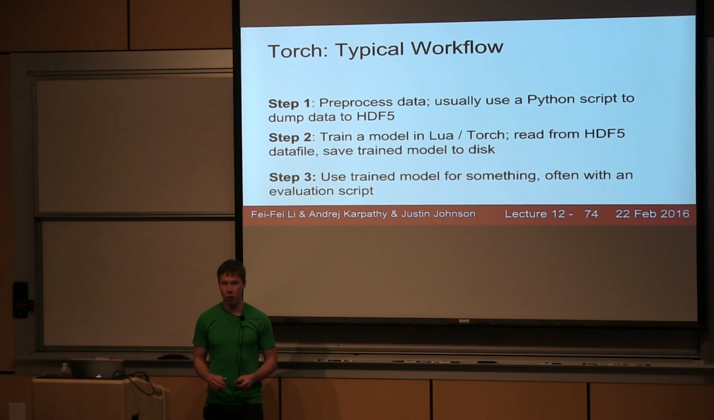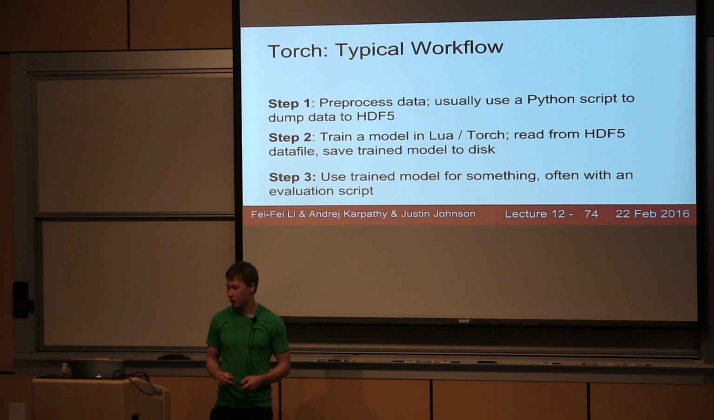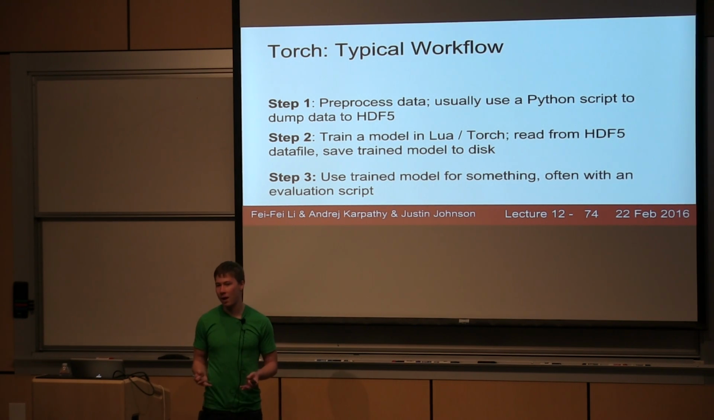So a very typical workflow in Torch is that you'll have some pre-processing script, often in Python, that'll pre-process your data and dump it into some nice format on disk. Usually HDF5 for big things and JSON for little things. Then I'll typically write a train.lua that'll read from the HDF5, train and optimize the model, and save checkpoints to disk. And then usually I'll have some evaluate script that loads up the trained model and does something useful with it.